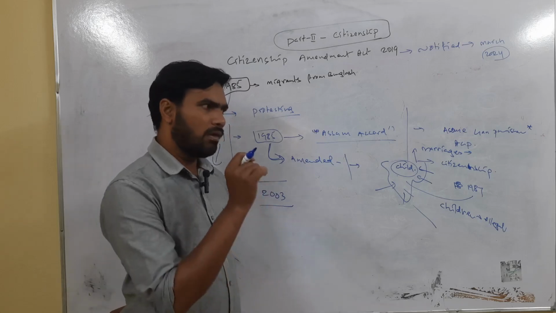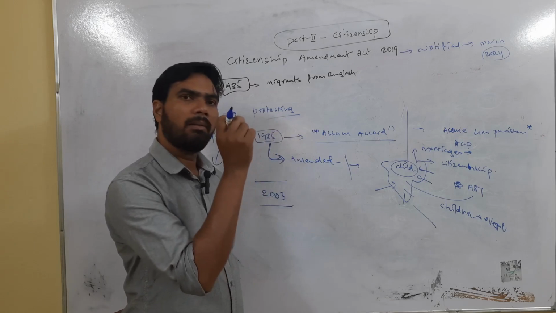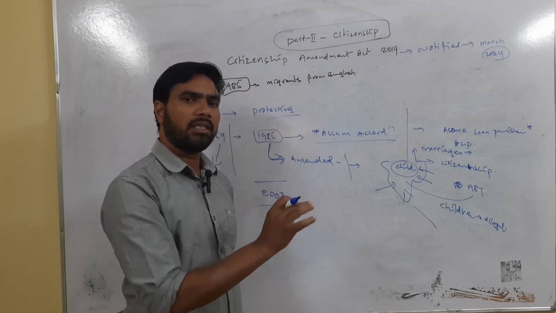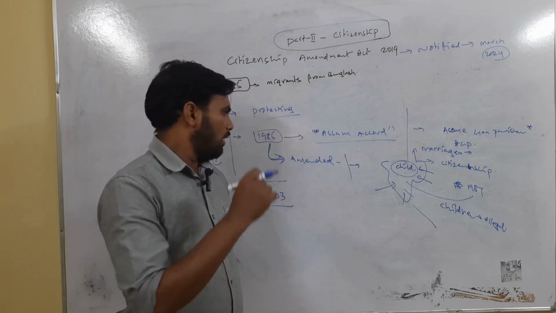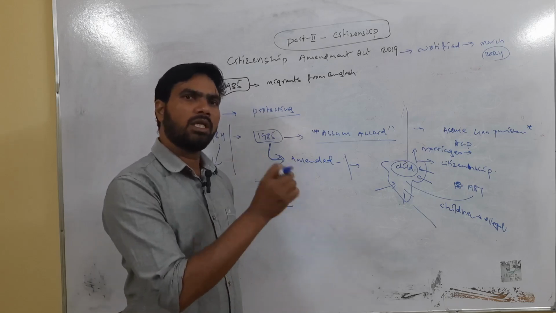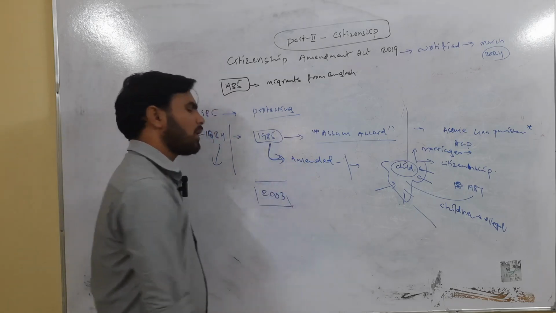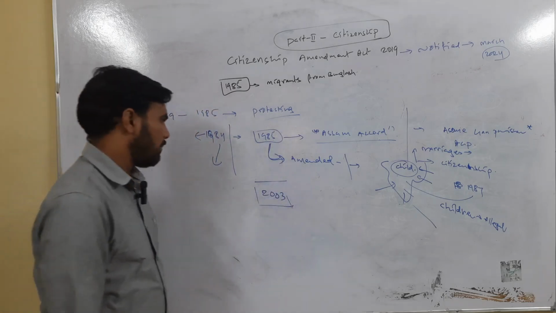First of all, we have to prevent the children of illegal migrants altogether. Even if they are marrying Indian citizens, their children should not get the citizenship of India. So for that purpose, in 2003, we made an amendment.